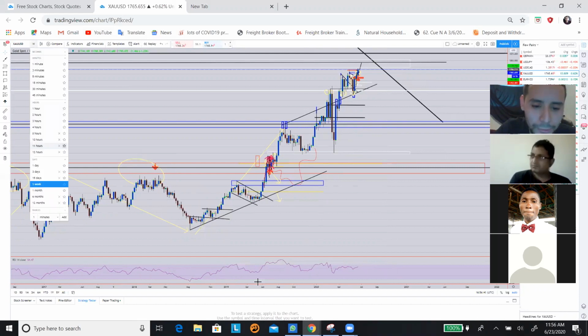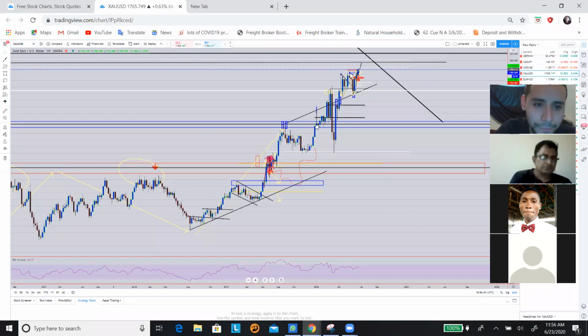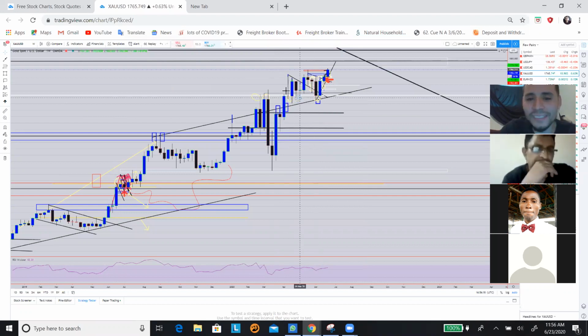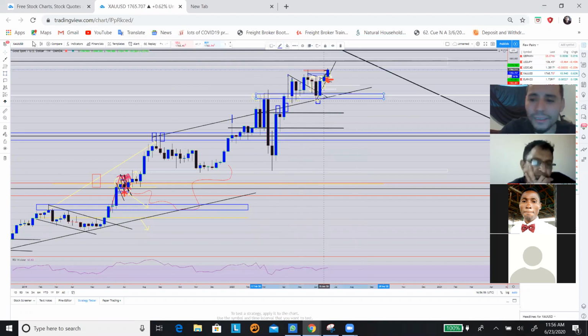Check over here. So this area right here, we broke out, we retest. We've been retesting this same area on the weekly. We've been retesting the same area that it just broke. It broke out right here. We expected retracements, right? And it hasn't broken this low right here.